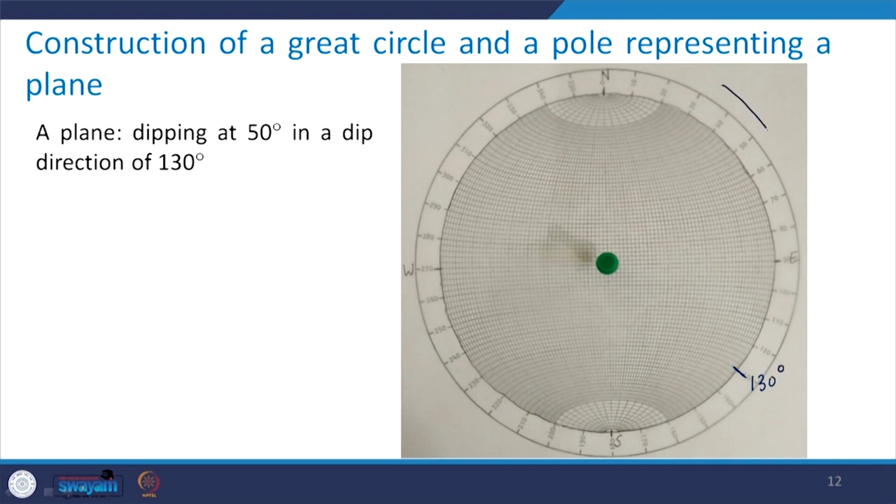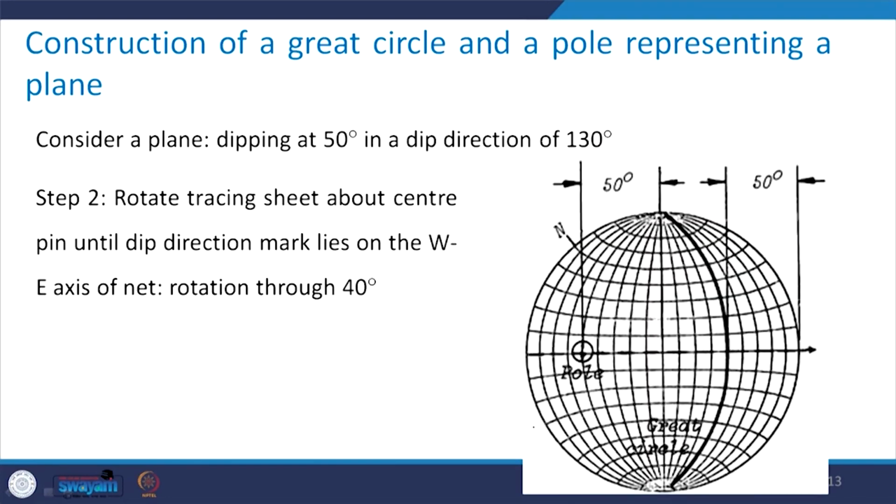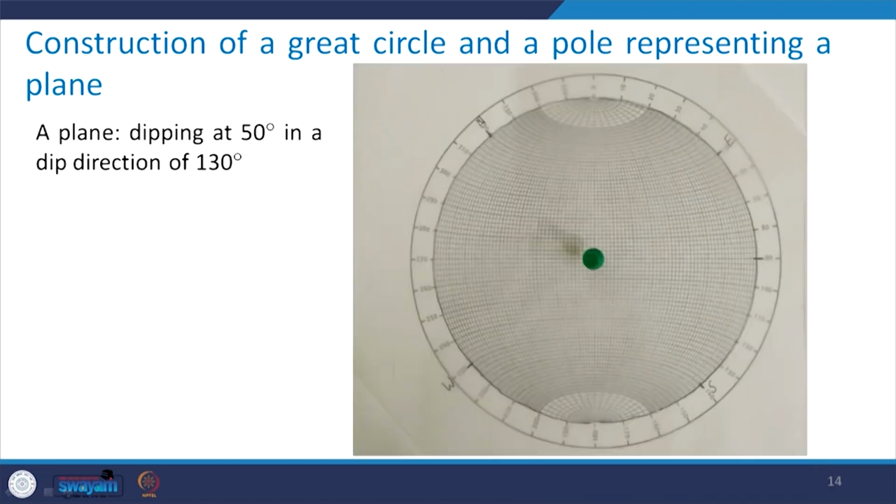From the north direction, I will mark along its periphery this 130 degrees. Now what is the next step is, we rotate the tracing sheet about the center pin until that mark corresponding to dip direction of 130 degree lies on the west east axis of the net. Let us see how this is done.